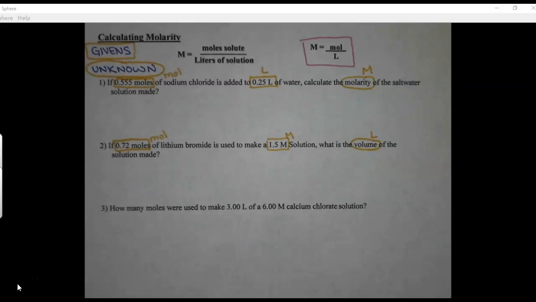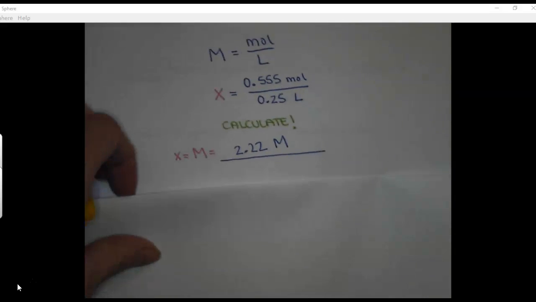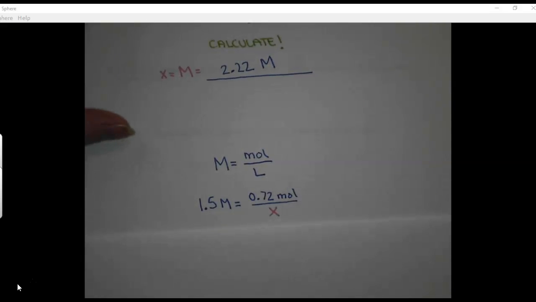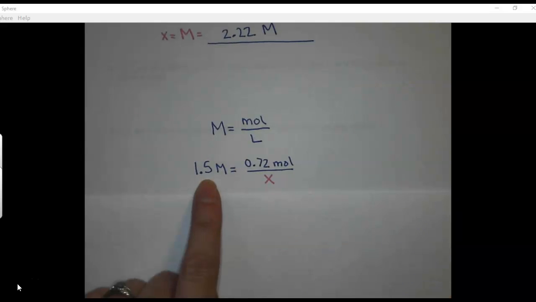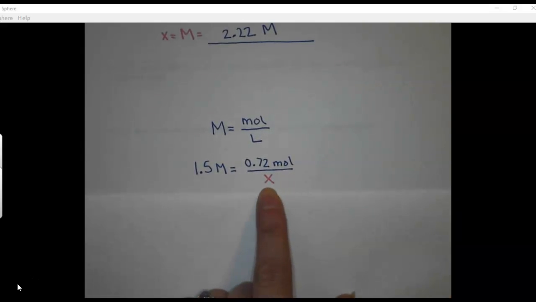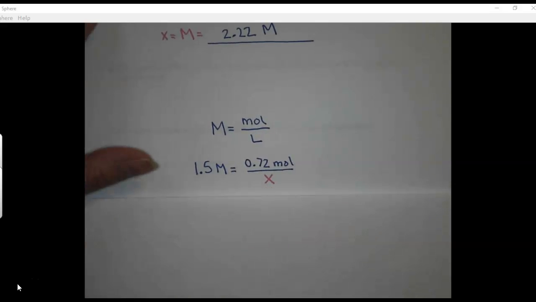Okay. Again, I'm going to switch over to this form so y'all can see that. Okay. So my equation, molarity equals moles divided by liters. When I substitute those values in, I've got my molarity equals moles that was given to me divided by my unknown volume. Okay. So for this, you need to cross multiply and divide.